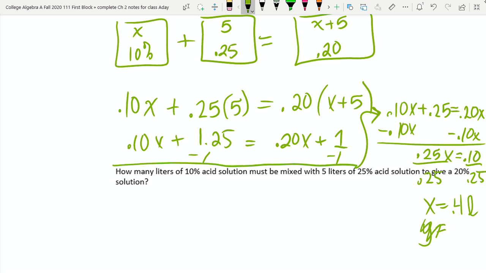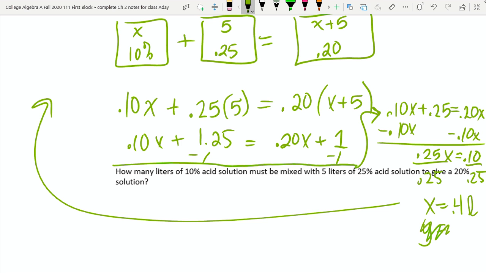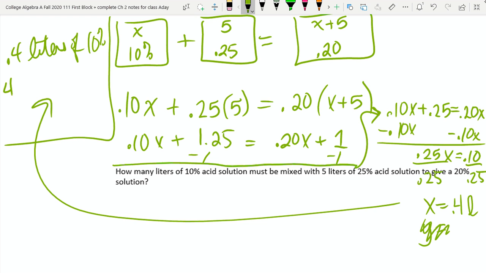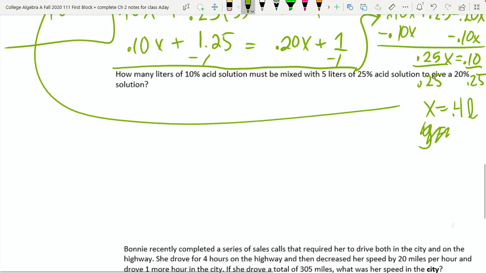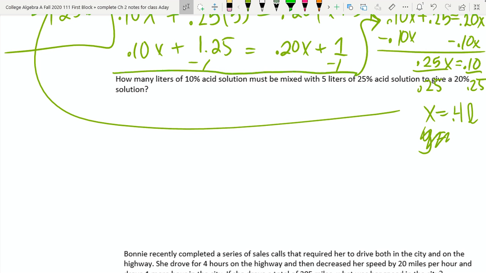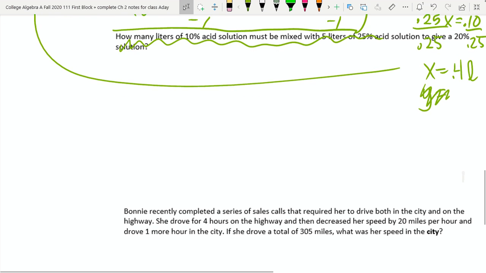So we know x is 0.4, so we can have 0.4 liters of 10%. And 4.6 liters of 25%. And the next one's the same example, so we'll cross that off.